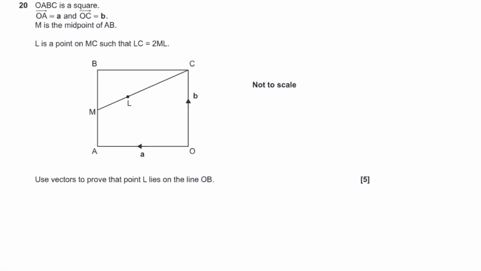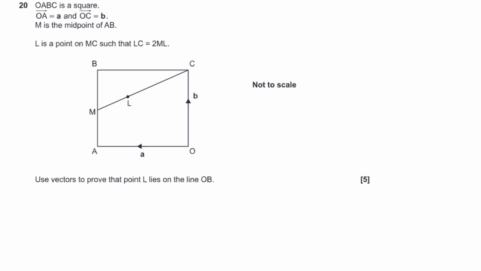Question 20. OABC is a square. The vector O to A is vector A, and the vector O to C is B. M is the midpoint of AB. L is a point on MC such that LC equals 2ML. Use vectors to prove that the point L lies on the line OB. Ooh, that's quite confusing, isn't it? So what do we know?